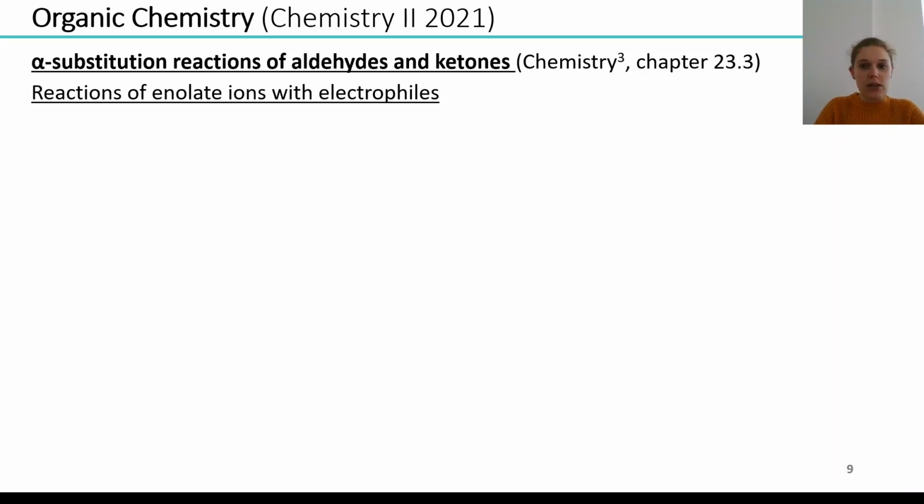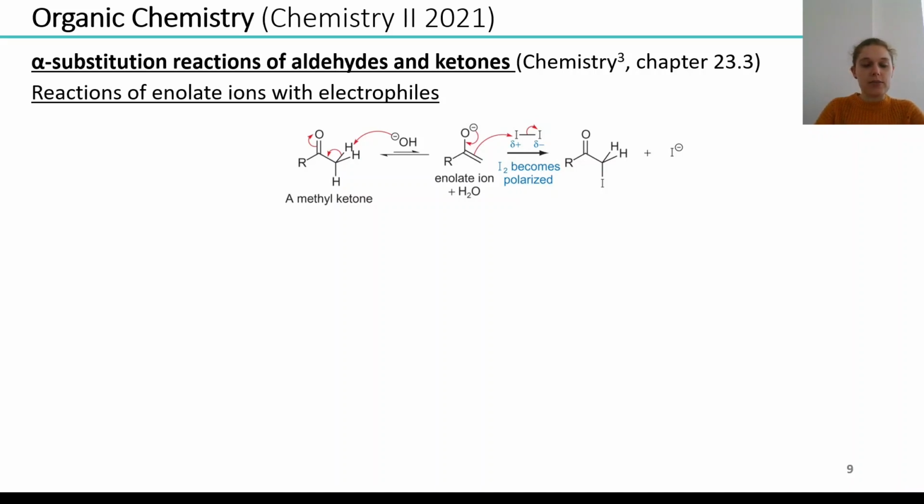So let's have a closer look at the reaction mechanism. The reaction starts with the deprotonation of the methyl ketone in alpha position by the hydroxide ion. So this is a methyl ketone group. We have a methyl group directly connected to the carbonyl group, and then the hydroxide ion deprotonates one of the alpha hydrogen atoms. Hereby, an enolate ion and water is formed. Subsequently, the iodine approaches this enolate ion, and hereby the iodine gets polarized. Then the nucleophilic attack of the enolate ion at the partially positively charged iodine atom forms the monosubstituted product, and this product is also called monoiodoketone.